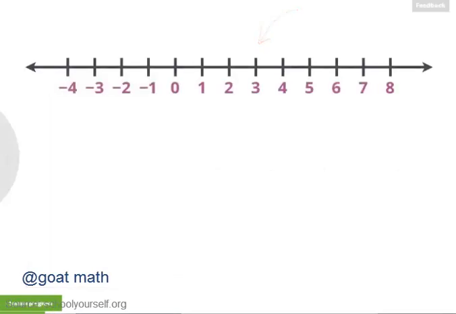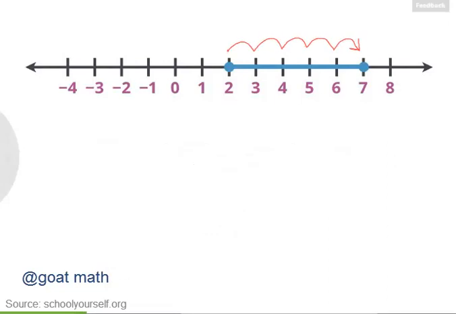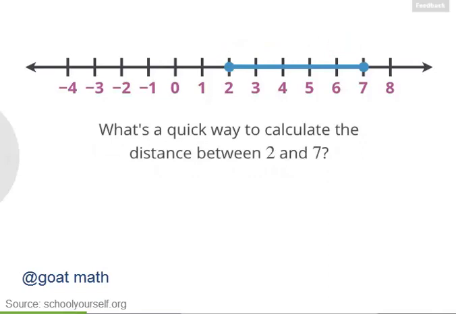Okay, now here's a number line from negative 4 to positive 8, and let's mark off the points at 3 and 5. If we wanted to measure the distance between these two points, we could count 1, 2, so the distance between 3 and 5 is 2. Let's try out two more numbers. What's the distance between 2 and 7? Right, the distance between 2 and 7 is 5. You could count 1, 2, 3, 4, 5, but there's a faster way to calculate this distance.